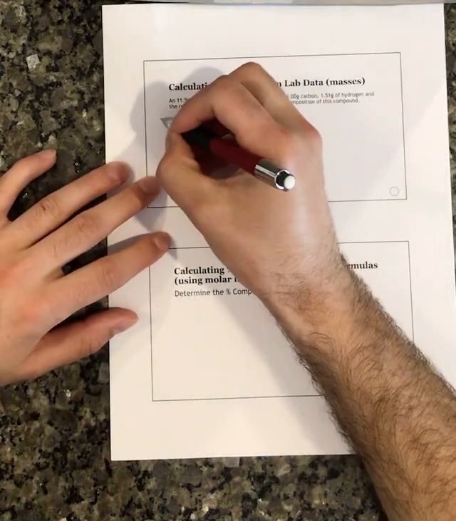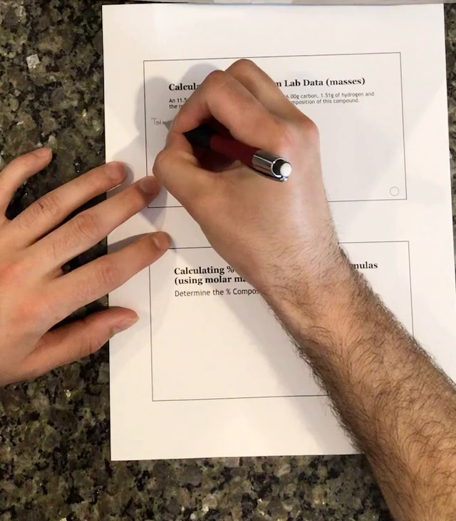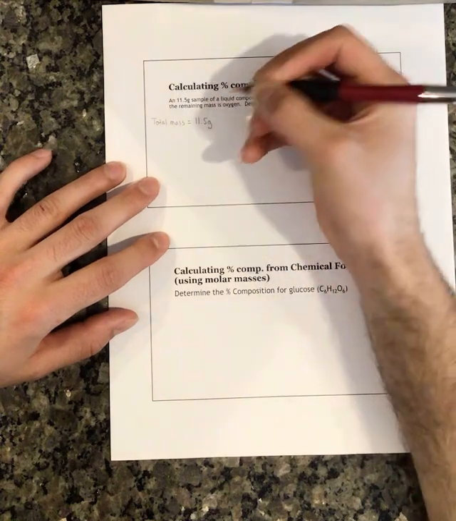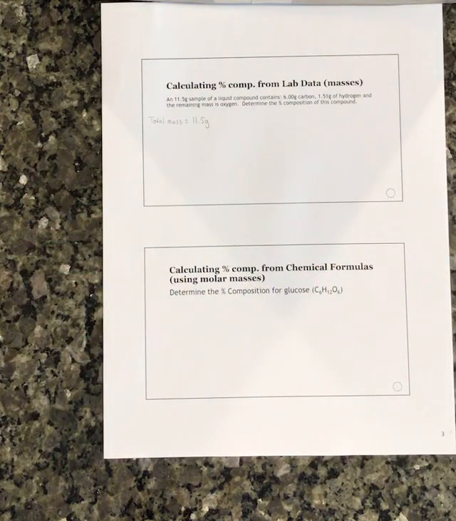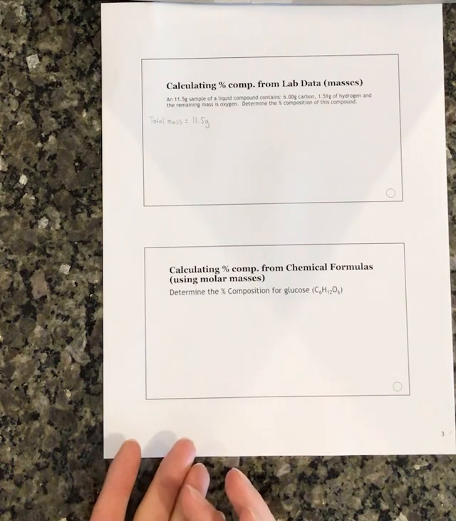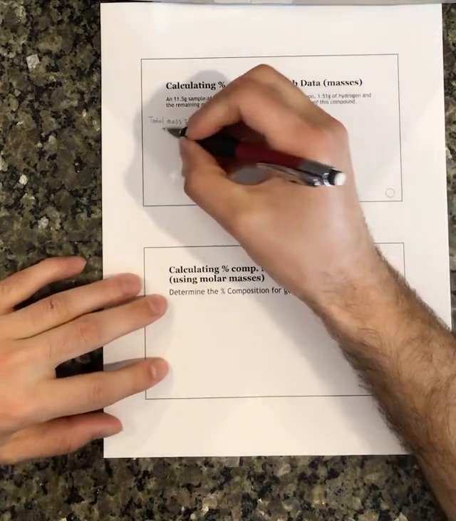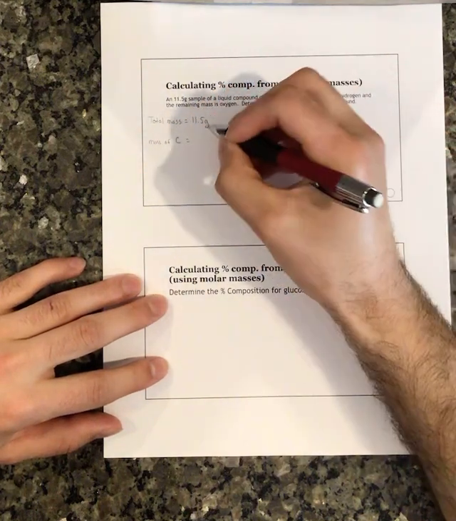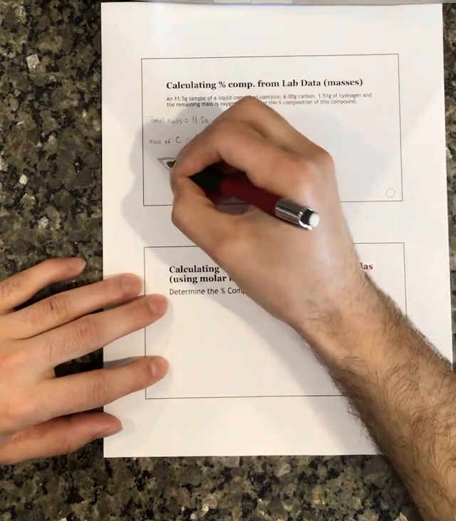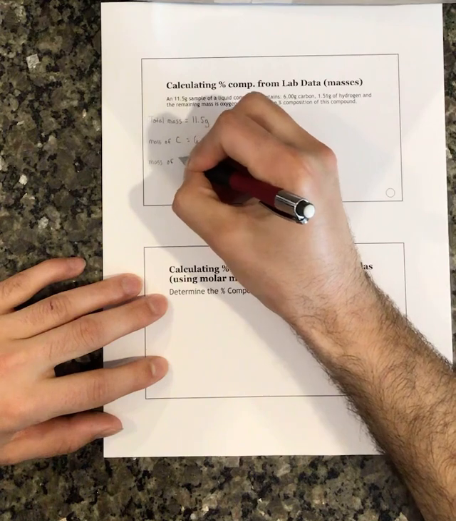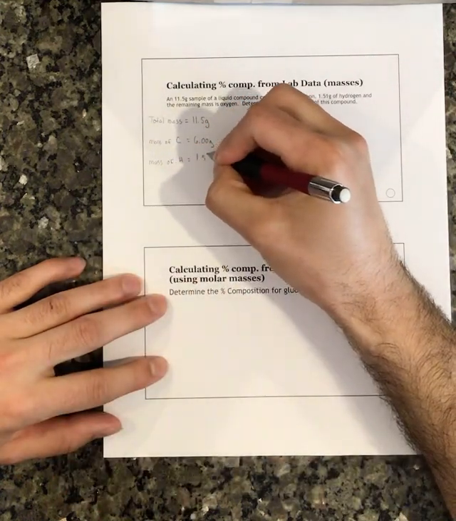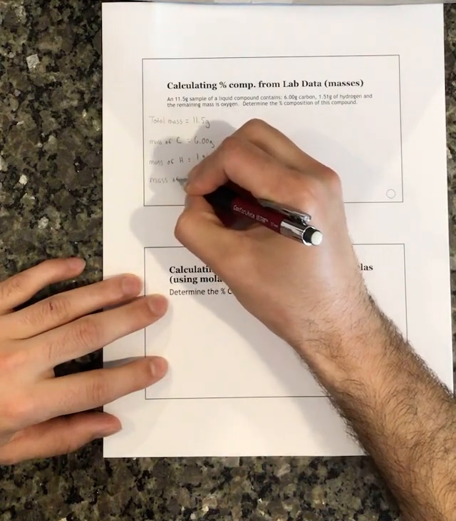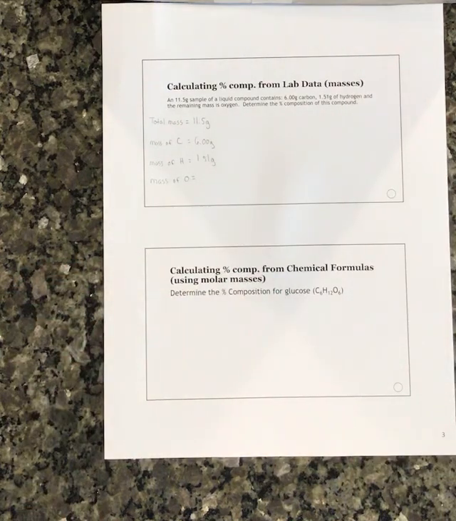Let's go ahead and write our total mass. So our total mass of this compound is 11.5 grams. Your teacher gave you 11.5 grams of this random liquid, and your teacher said that the mass of carbon in this is 6 grams. The mass of hydrogen is 1.51 grams. Now, the remaining mass of oxygen, we don't know that, so we need to figure that out.